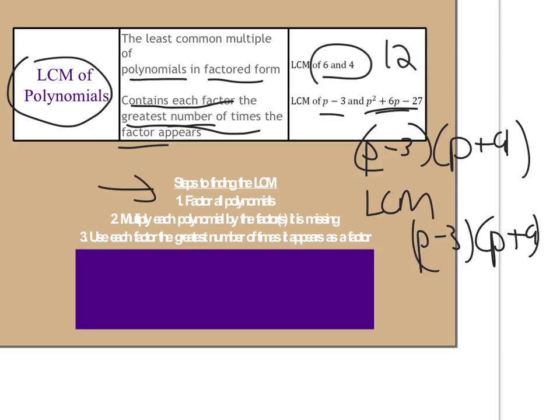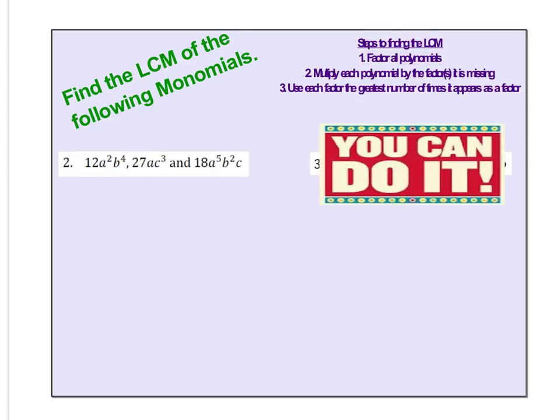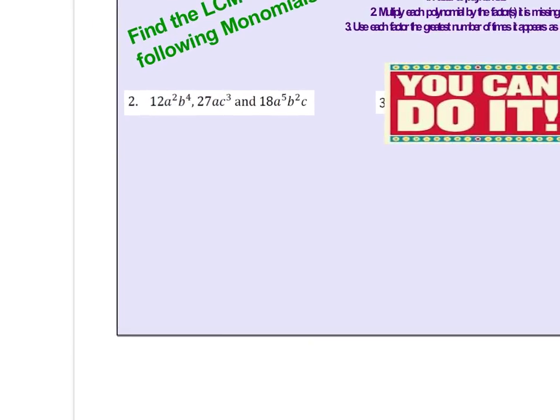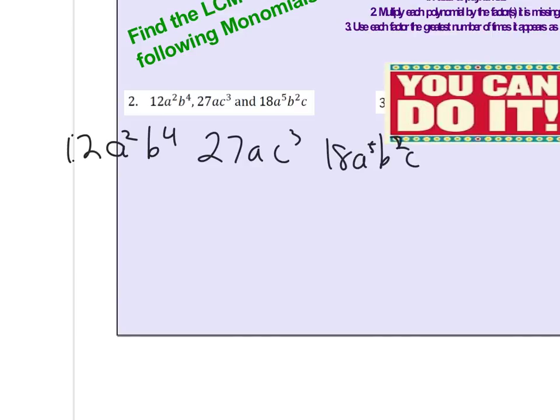So I want you to factor all the polynomials, multiply each polynomial by the factor it's missing, then use each factor the greatest number of times it appears. So if I look here, I'm looking at number 2 now, and I'm looking at 12a squared b to the fourth, 27a c to the third, and 18a to the fifth b squared c.